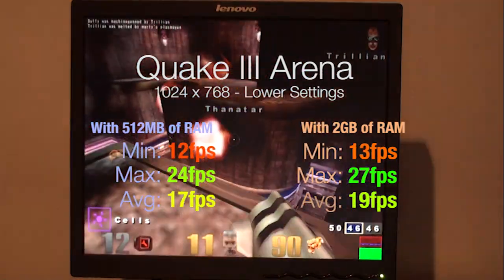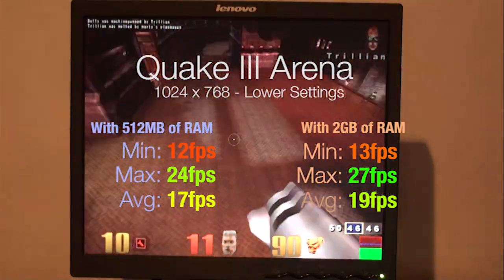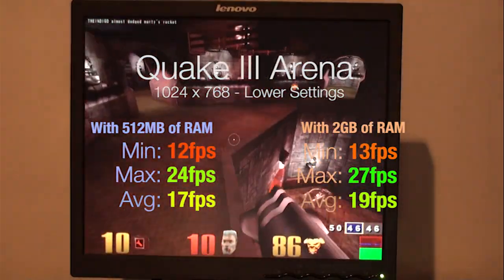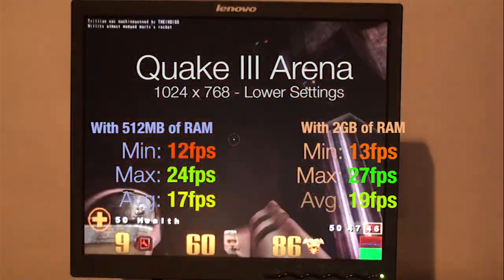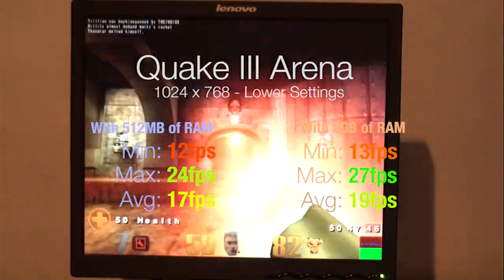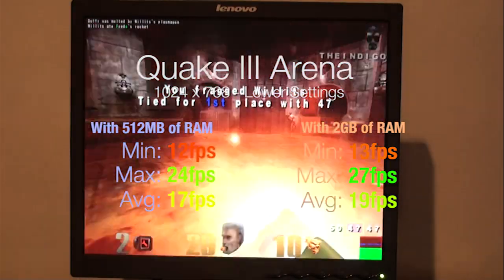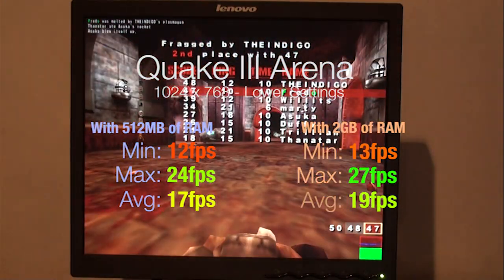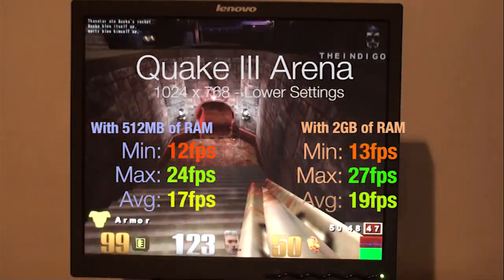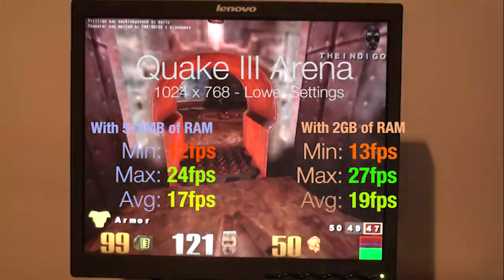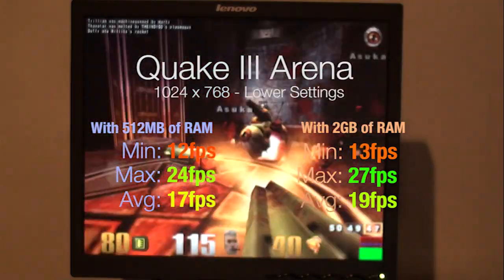Quake 3 now gives us 27 FPS at the highest and 13 FPS at the lowest. Just by adding the extra 1.5 GB of RAM, we got an extra 6 frames per second at the fastest and very little change at the lower end. But we're getting a whole 2 more frames per second on the average, with it staying around 19 FPS for a majority of the bench.